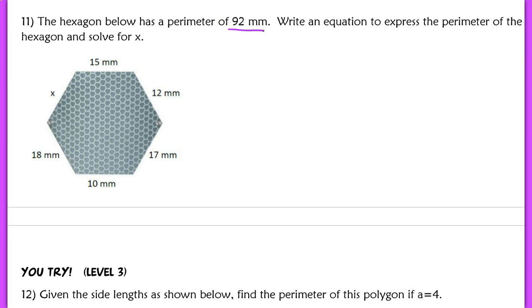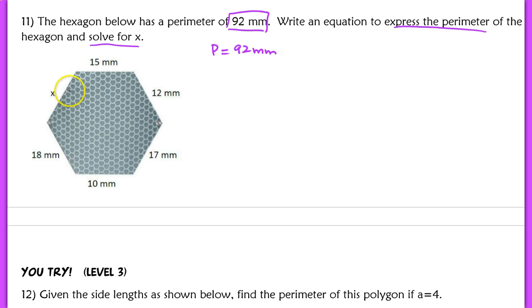Now in this case, it's a little bit different than the last problems we've been working on because here they actually give you the perimeter. So I'm going to list that important information here. The perimeter of this figure is 92 millimeters. We're supposed to write an equation to express the perimeter, and then we want to solve for x.